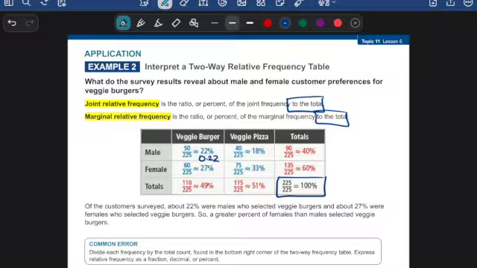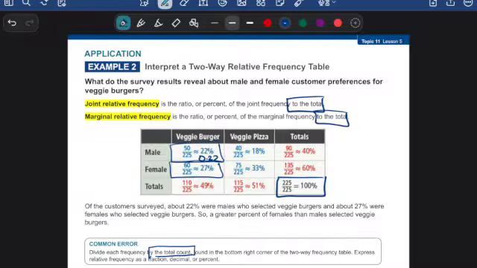So of the customers surveyed, about 22% were males who selected veggie burgers. That's this box right here. And 27% were females who selected veggie burgers. So a greater percent of females than males selected veggie burgers. 27% is greater than 22%. So again, just remember you're dividing the frequency by the total count in the lower right corner box when you're talking about relative frequency.